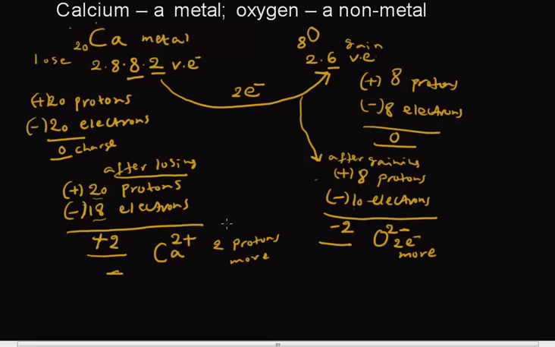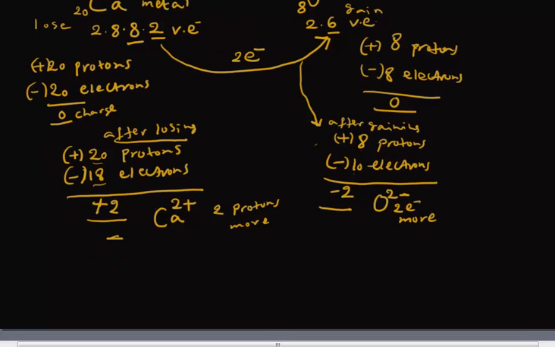2 minus charge. As a result, now calcium and oxygen come together to form an ionic compound like this: Ca2+, O2-. So the charges are equal, so we don't have to do any multiplication here. The resulting chemical formula for the ionic compound calcium oxide would be CaO. There is no manipulation or mathematical operations needed here because the positive and negative charges are equal.